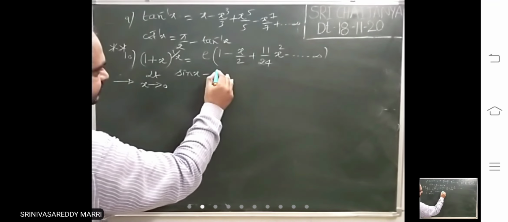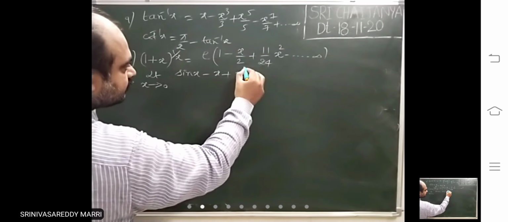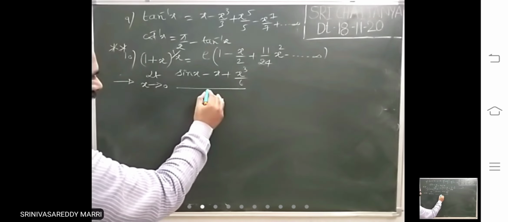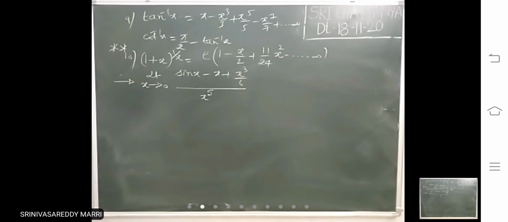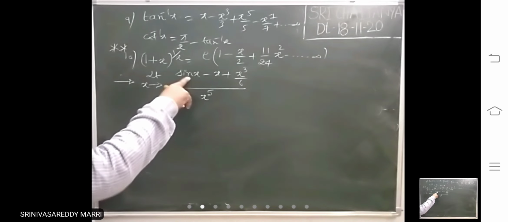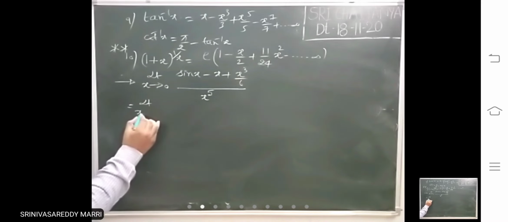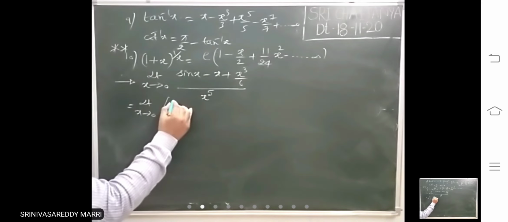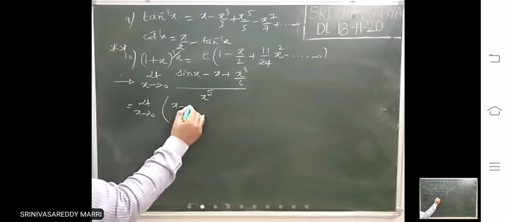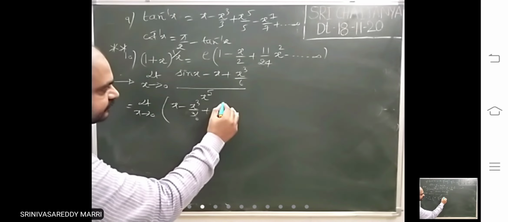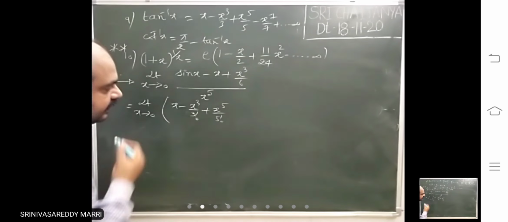sin x minus x plus x cubed by 6, divided by x power 5. Okay, like this problem is there. Now use the series of sin x. You know the series, just substitute that. What is the sin x series? x minus x cubed by 3 factorial plus x power 5 by 5 factorial.